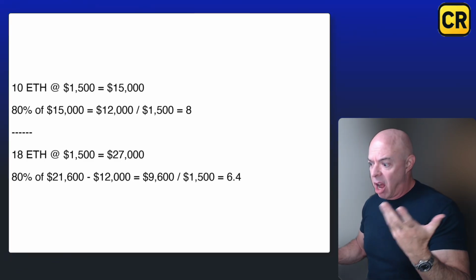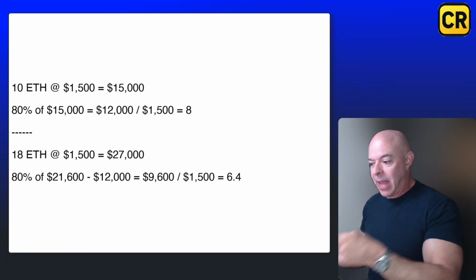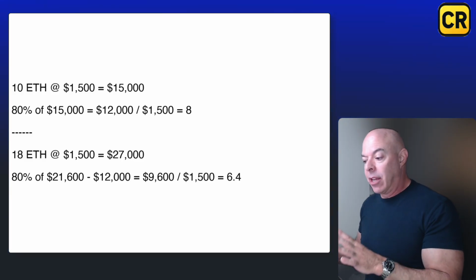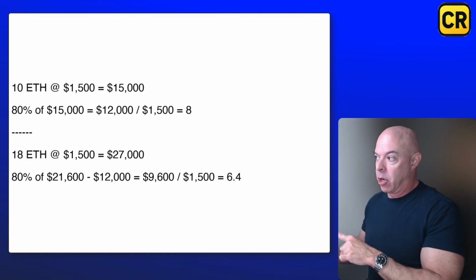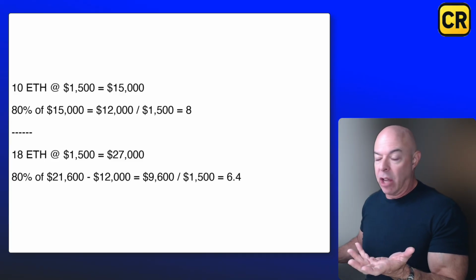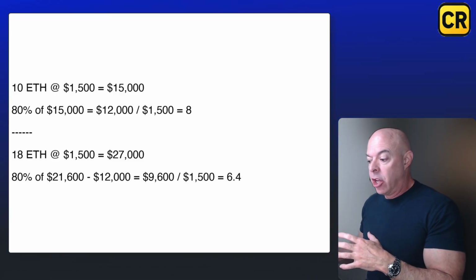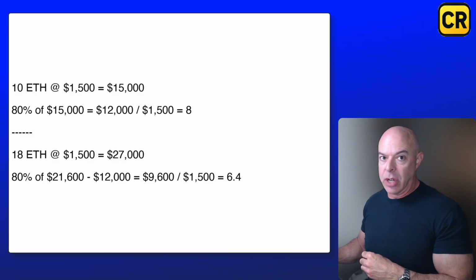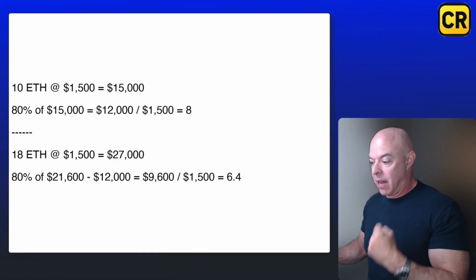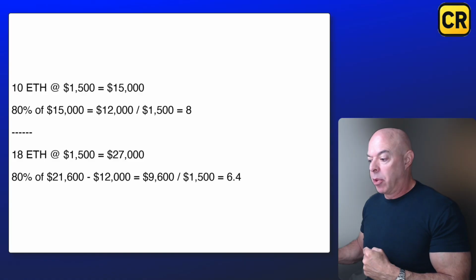And you're like, yeah, all right. Little devil on your shoulder. 80% of that is $21,600. You've already taken a $12,000 loan, which is showing up here on the right-hand side. So you can get $21,600. You've already taken 12. You can get another $9,600. You take it. You put it in your wallet. You buy Ethereum at $1,500. You end up with 6.4.